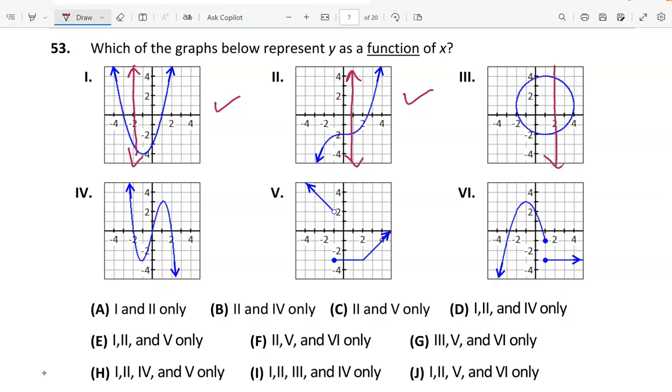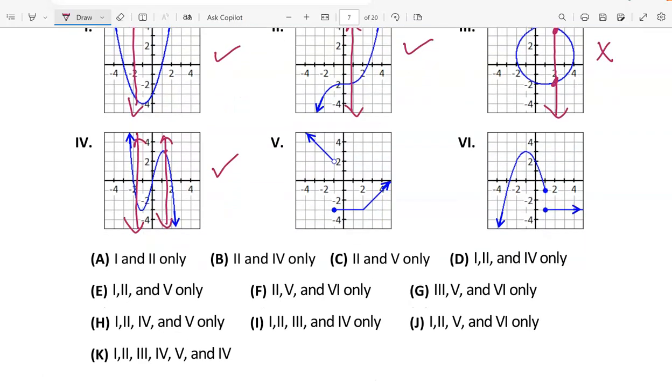In 3, a vertical line can intersect this circle in 2 places, so that means this one is not a function. In number 4, a vertical line can intersect only one point at a time, so that one is a function. For number 5, a vertical line will intersect this at one point at a time.